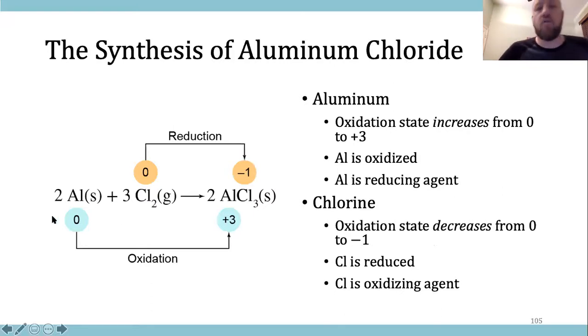Here we look at a potential problem. We have aluminum. Aluminum is a solid, so it's an element with a zero oxidation state. Chlorine is the element chlorine, with a zero oxidation state. Once it makes a molecule, the aluminum becomes +3 and the chloride is -1. So the chloride went from 0 to -1. It gained electrons, therefore undergoes reduction. Aluminum lost electrons and therefore undergoes oxidation.